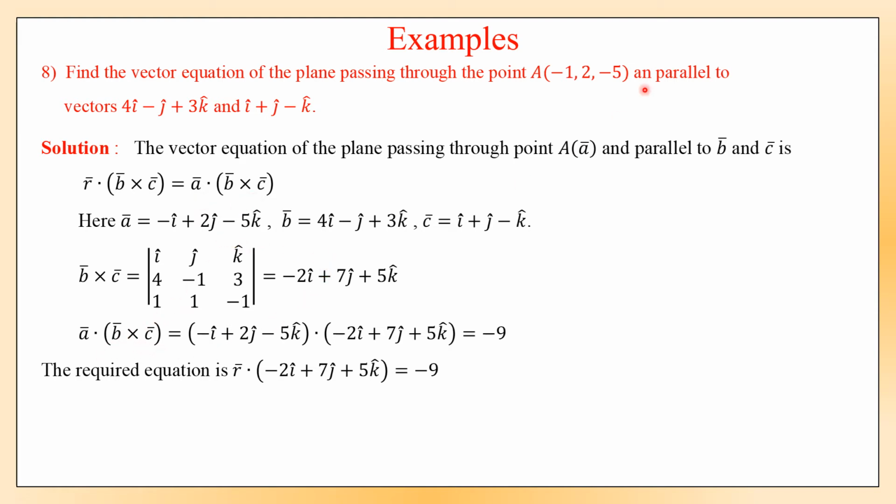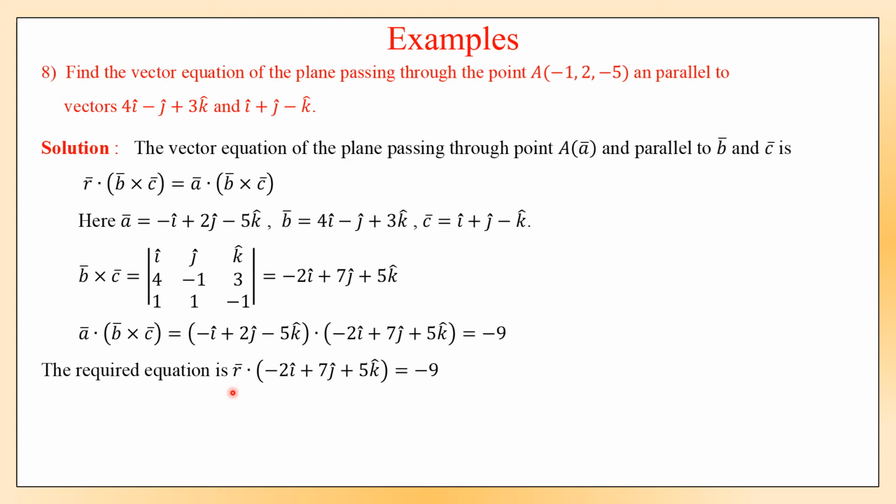We know that a vector is minus i plus 2j minus 5k, dot b vector cross c vector, which is minus 2i plus 7j plus 5k. Then here is minus 1 into minus 2, that is plus 2. Plus 2 into 7 is 14. Plus minus 5 into plus 5 is minus 25. Simplifying, we get minus 9.